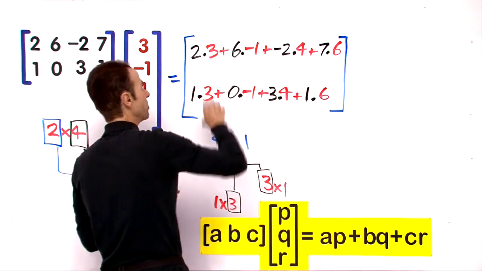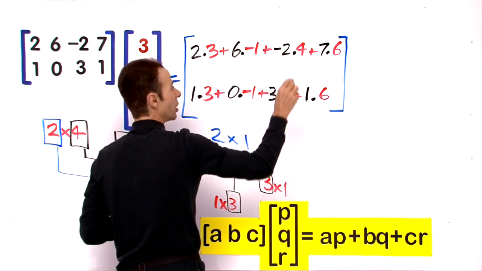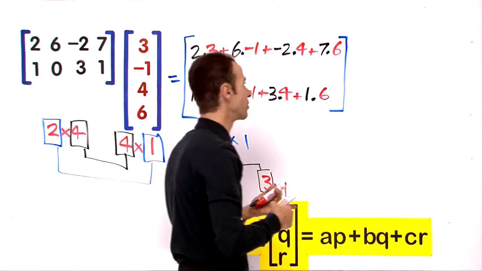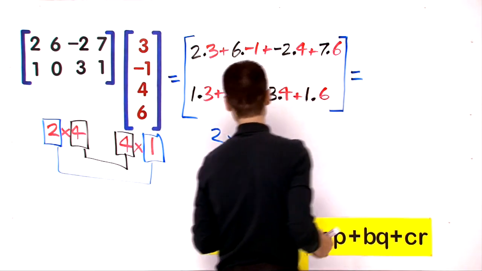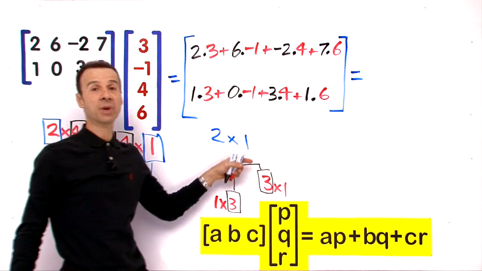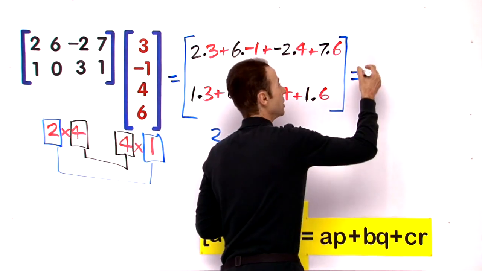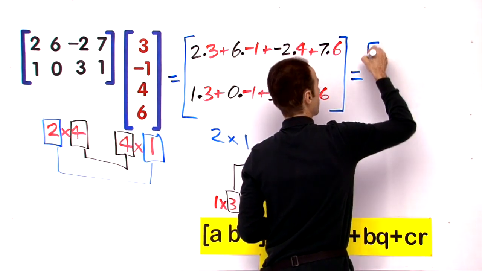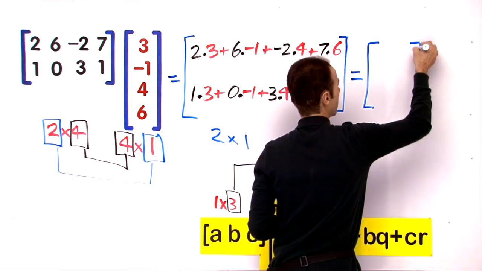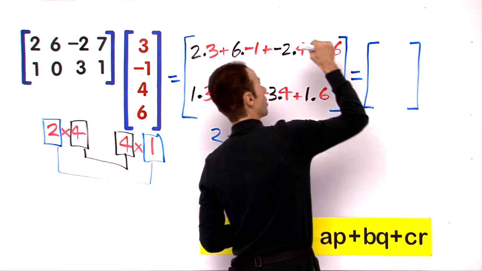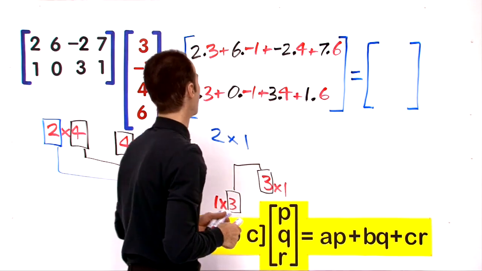Okay, all we have to do is simplify this top one and this bottom one, and we'll have the 2 entries. So the answer is going to be a 2 by 1, meaning 2 rows, 1 column. So basically 2 entries. Entry 1, entry 2. So let's work this out.